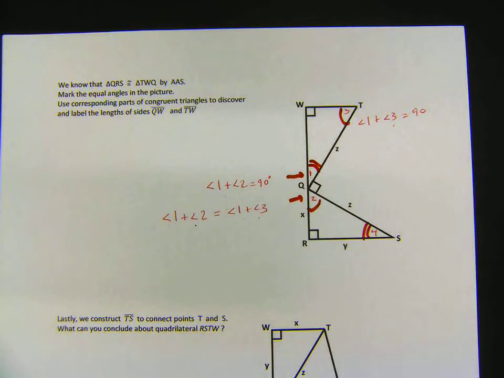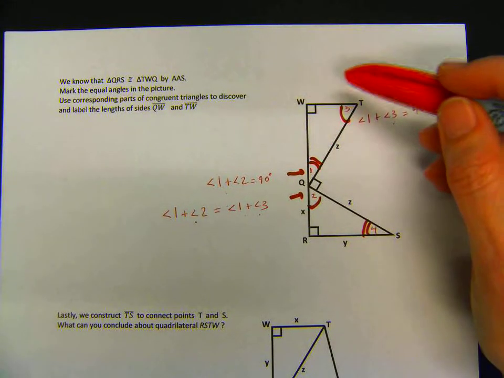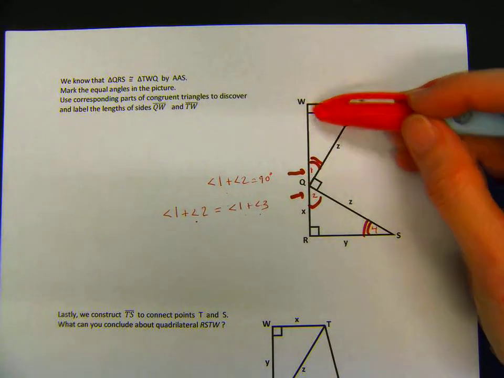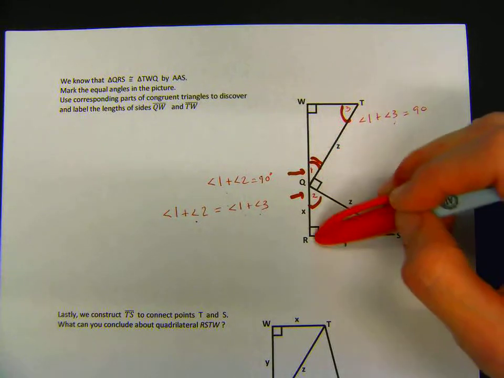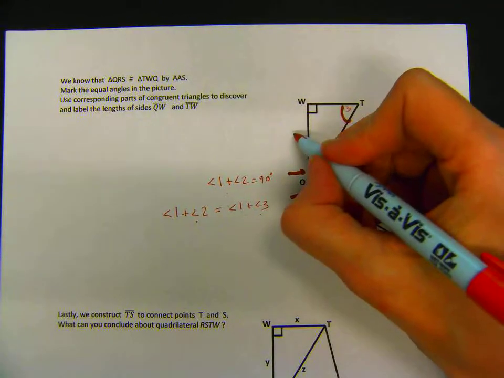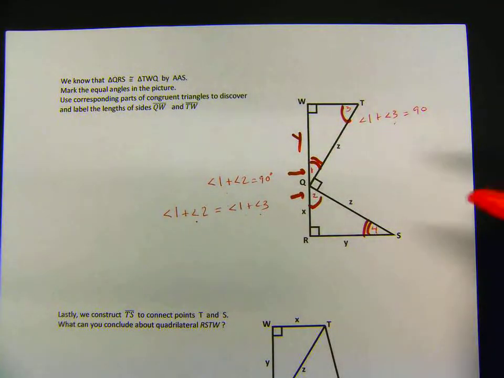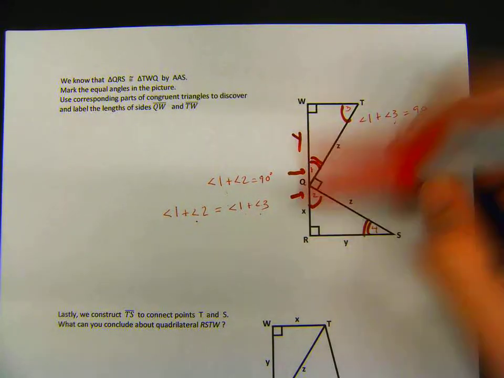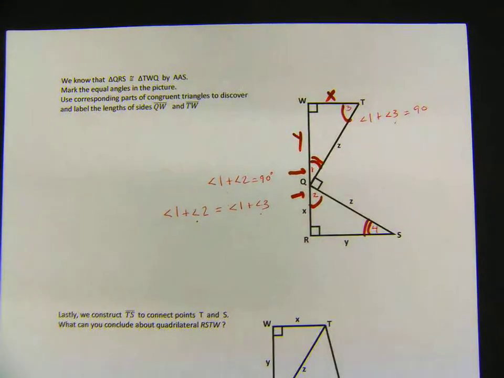So now we know. And so now use corresponding parts of congruent triangles to discover and label the lengths of side QW and TW. So QW is between the right angle and the one I have marked twice. So that would be this side. So this would be a Y. And TW is between the right angle and the one I have marked once. So that would be this side. So this would be an X. So all of that to get the X and the Y.